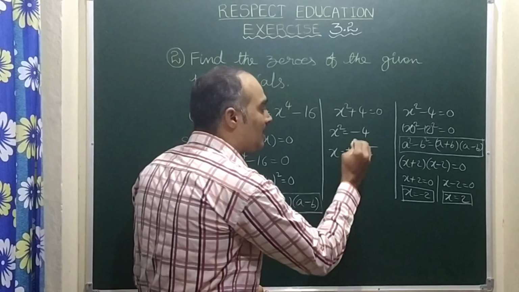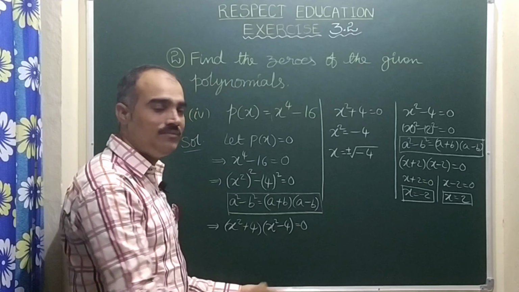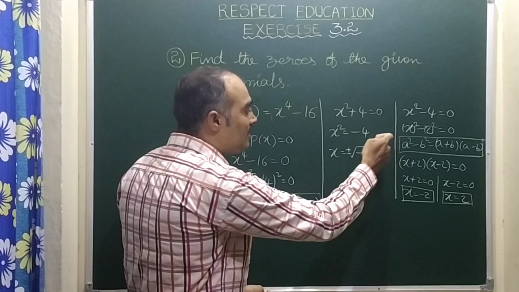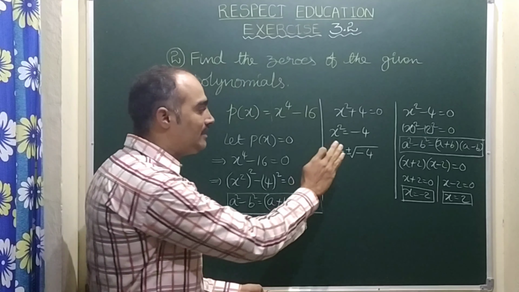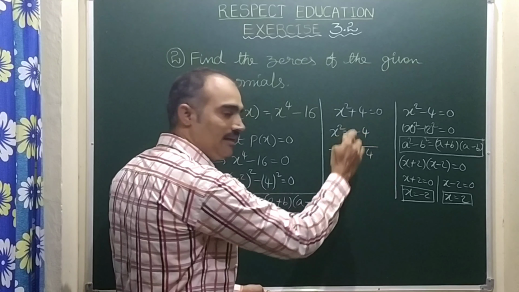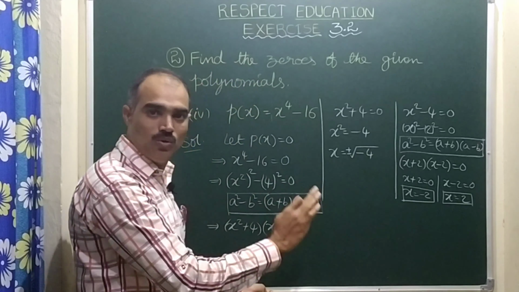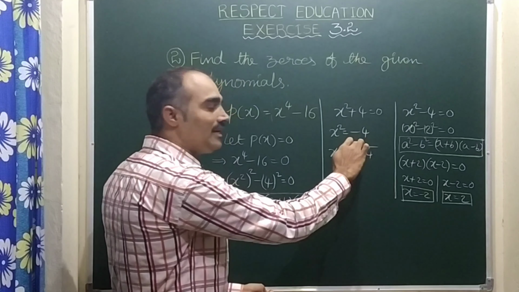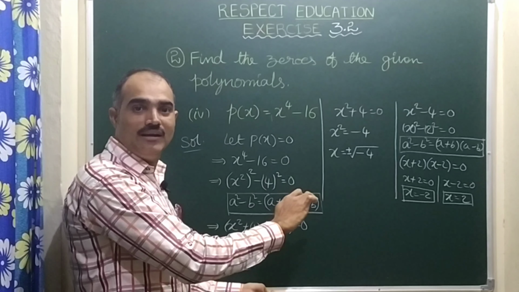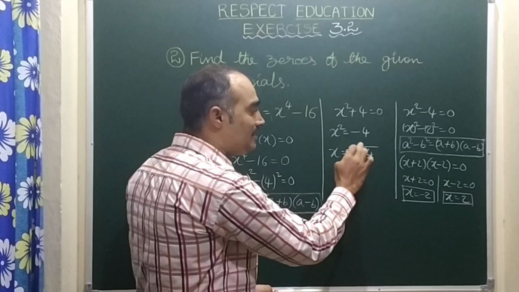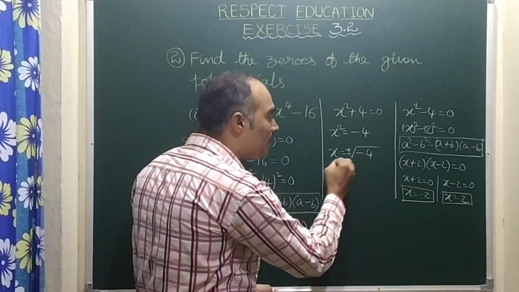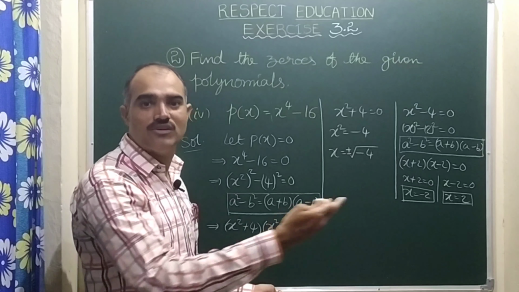But in higher classes, children, when you go to a higher class, this concept will be learnt by you. Here two roots are there. Root 4 is how much? 2. Minus 1 also has a square root, that is i. Actually here it is i. These roots are called complex numbers, that is beyond your syllabus.